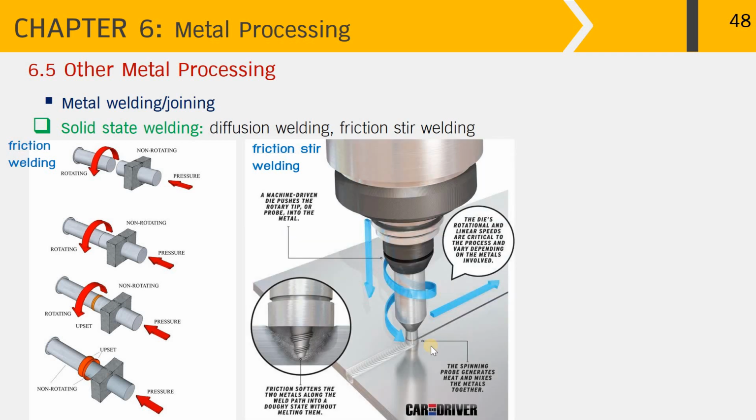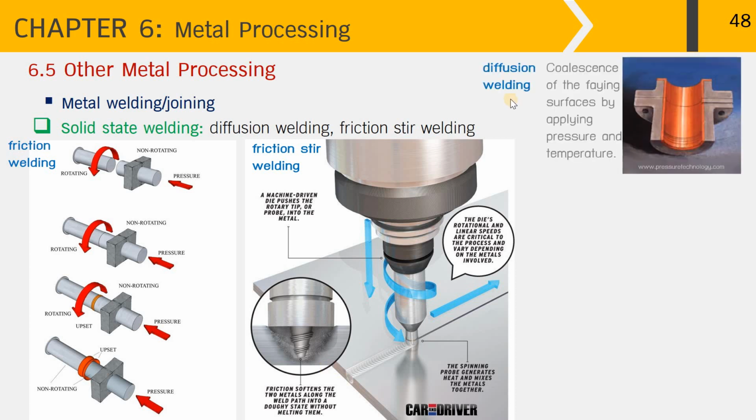So in the close-up picture, you can see that the machine-driven die pushes the rotating tipped probe into the metal, and that the spinning probe generates heat and mixes the metals together. While moving forward, the die rotational and linear speed are critical to the process and vary depending on the metals involved. So in the close-up picture over here, it shows how the friction softens the two metals along the weld path into the doughy state without melting them.